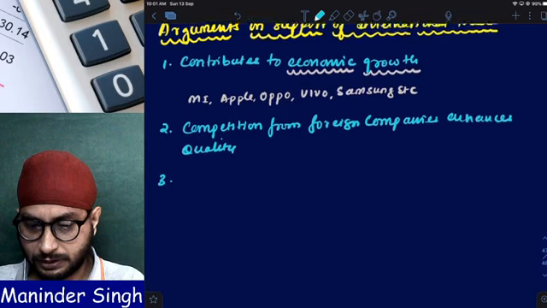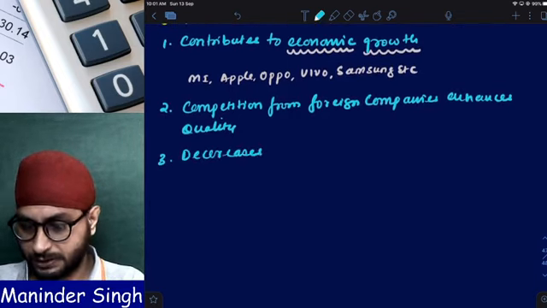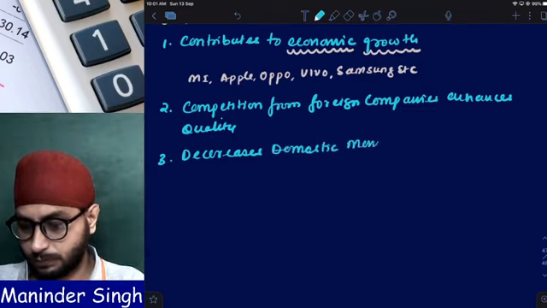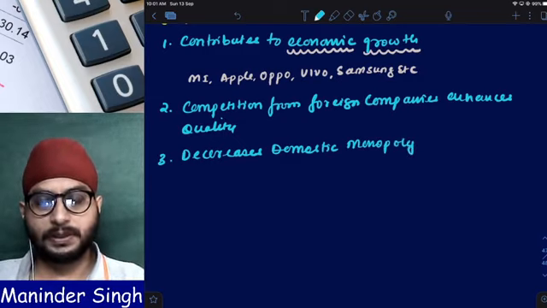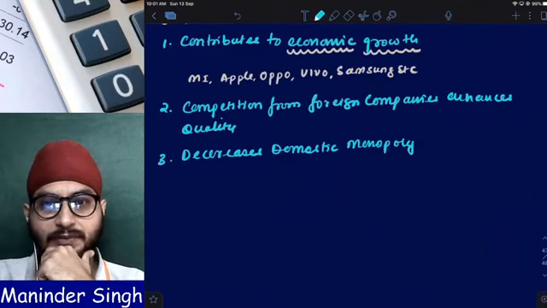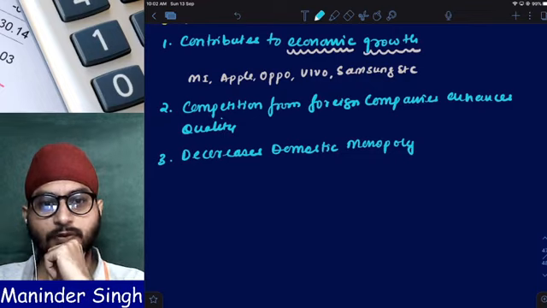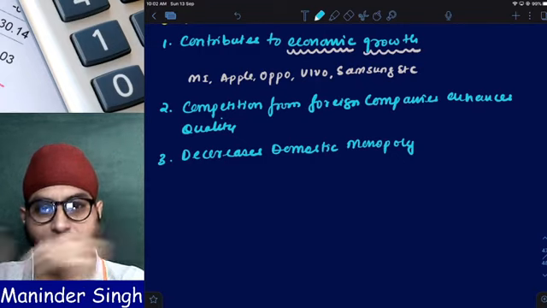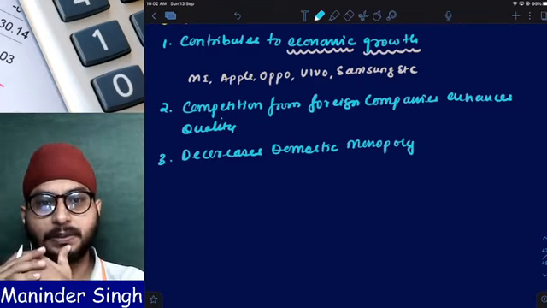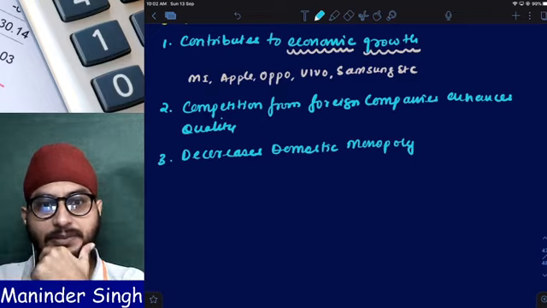Number 3. Decreases domestic monopoly. Now tell me, monopoly means what? What do we mean by monopoly? Can someone tell me what we mean by monopoly? Very important chapter this is. Monopoly means only one person capturing the market or multiple people capturing the market? Only one person capturing the market. Clear?